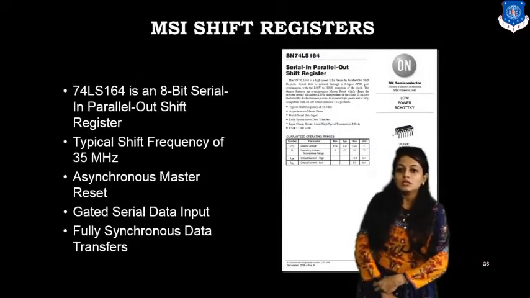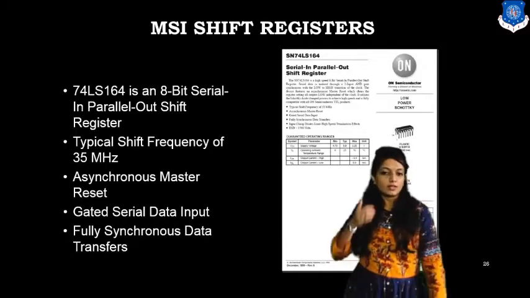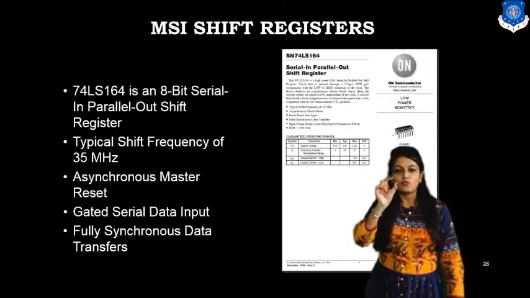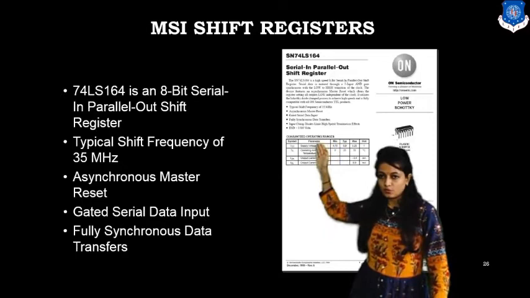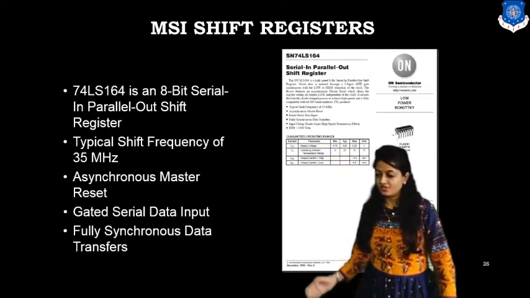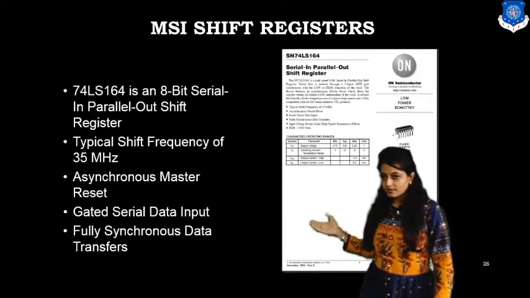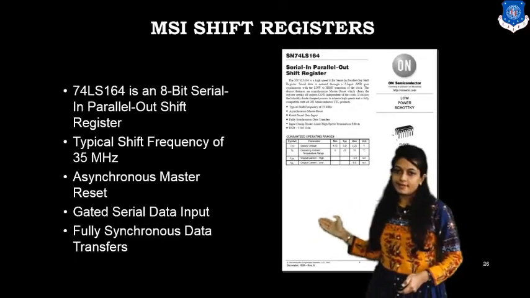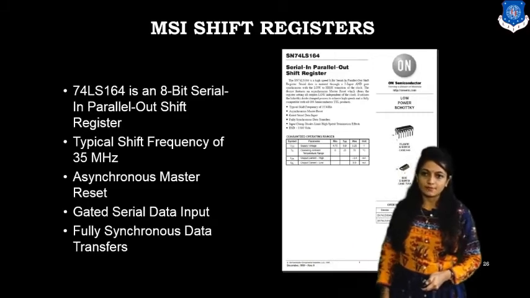Now, the MSI shift register, that is medium scale integration, is how we implement a shift register in the form of an IC. We are going to use the 74LS164, which is an 8-bit SIPO, serial in parallel out shift register. It operates at 35 MHz. It has an asynchronous master reset, serial data input, and parallel data output. It is fully synchronous.